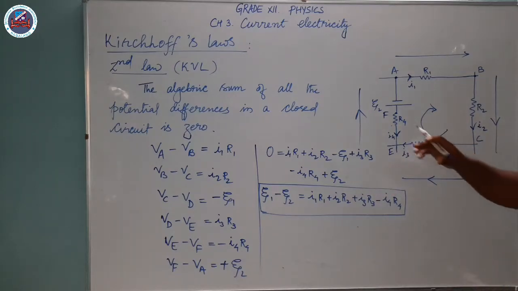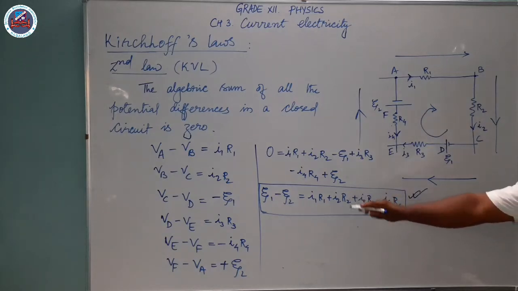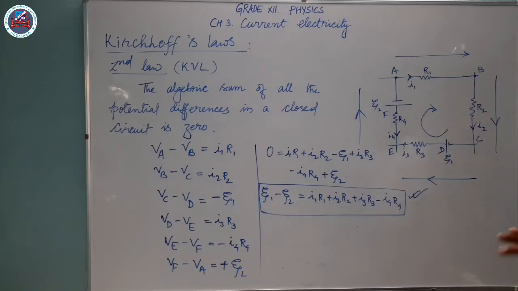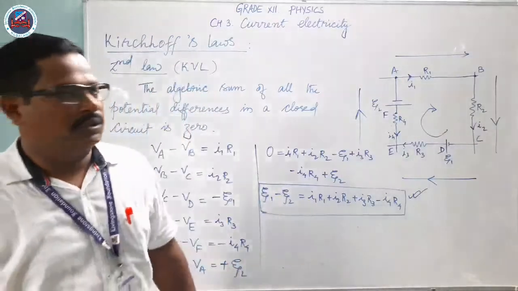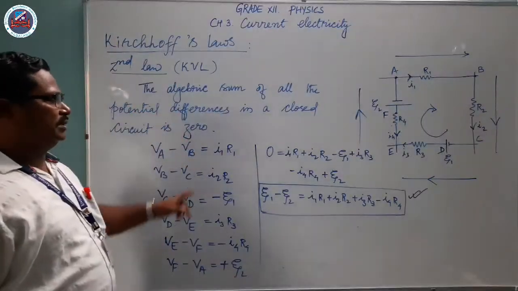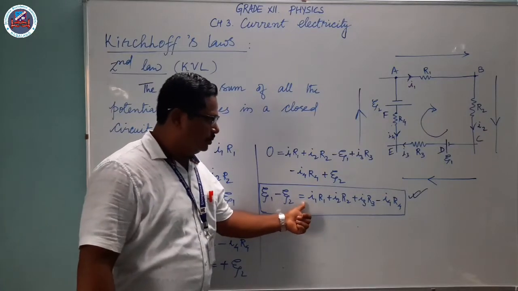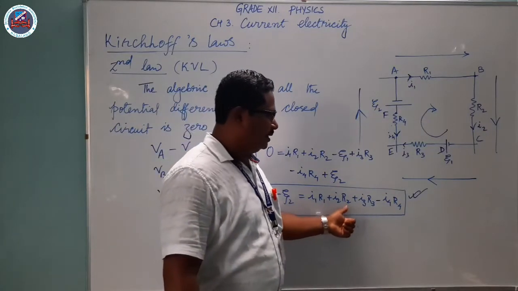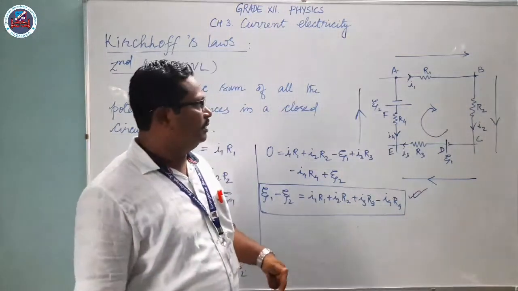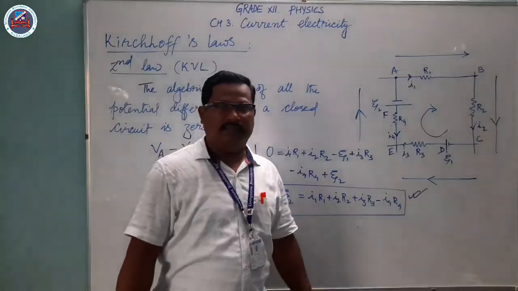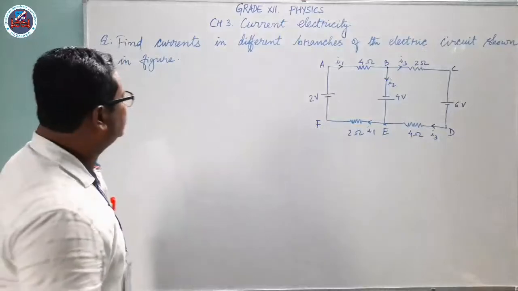So while doing the numericals for Kirchhoff's law, you can follow this: anti-clockwise, negative, and clockwise, take it as positive. So Kirchhoff's voltage law can even be written like this also: the algebraic sum of the EMFs is equal to the algebraic sum of the products of current and resistances in a closed loop. Let us do one numerical and see. Let us make it more clear. Let us solve this question and see.